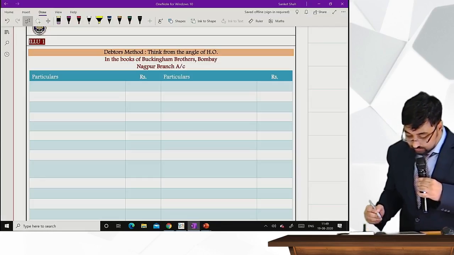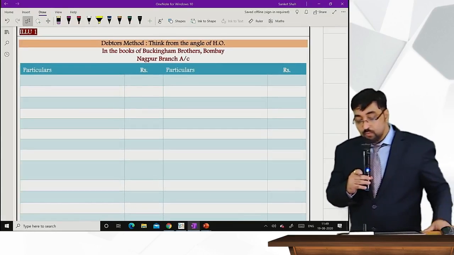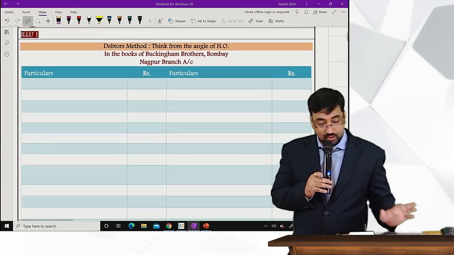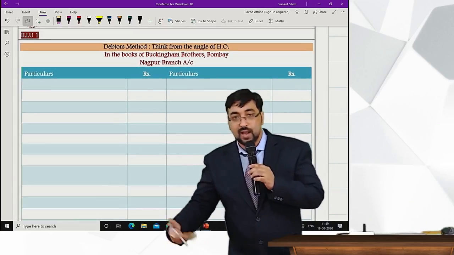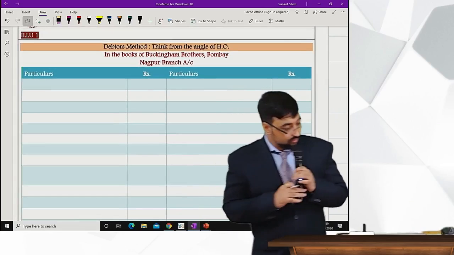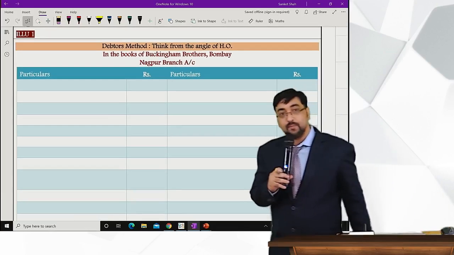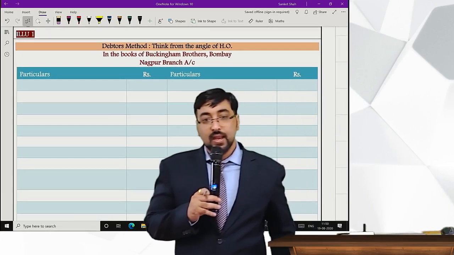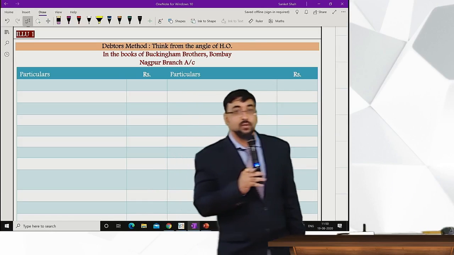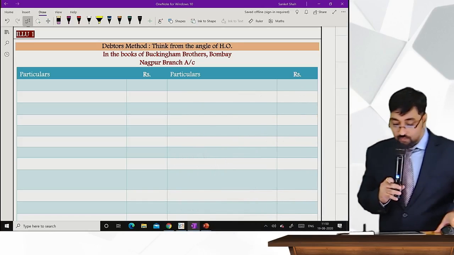So friends, first, prepare, write down. In the books of Buckingham Brothers, please write down, Nagpur branch account. I already told you to be ready with all your weapons: red pen, black pen, then scale, pencil. In the books of Buckingham Brothers, Nagpur branch account.